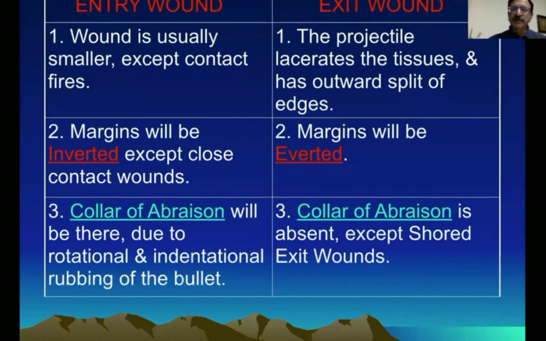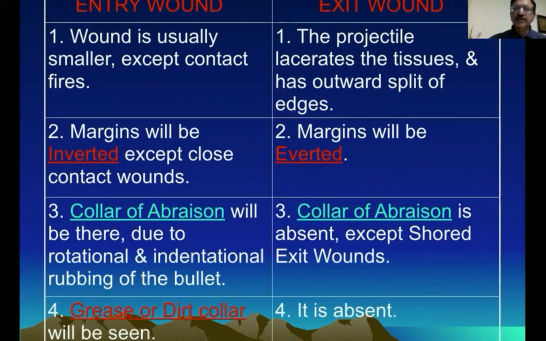At the entry site, the collar of abrasion will be there. Collar of abrasion is formed because of the rotational and indenting rubbing of the bullet. When the bullet tries to enter, it indents and rotates and will form the collar of abrasion. Whereas at the exit side, the collar of abrasion will not be there. And sometimes when the person is facing against the hard wall or floor, the shored exit wound appears as a collar, but that is not because of the rubbing collar of abrasion. It is a shored margin, not the collar of abrasion.